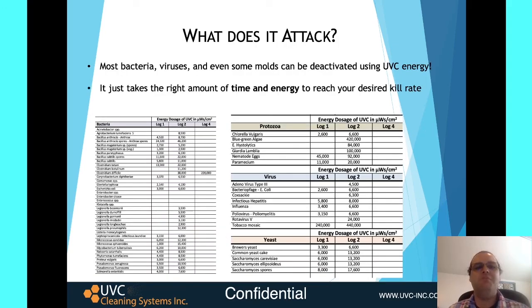UVC attacks most bacteria, viruses, and even some molds. It takes the right amount of time and energy to reach your desired kill rate. Here are a couple of different graphs showing you the amount of energy needed to kill certain pathogens. On an easiest level, we can kill coronavirus and other vegetative bacteria that do not have a cell wall.